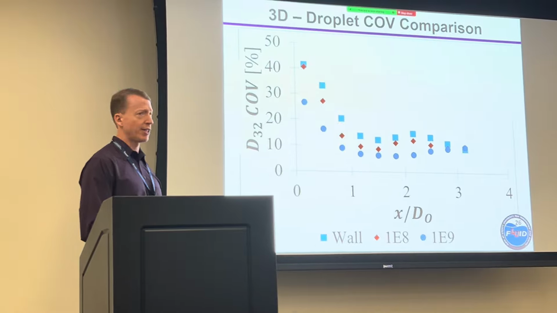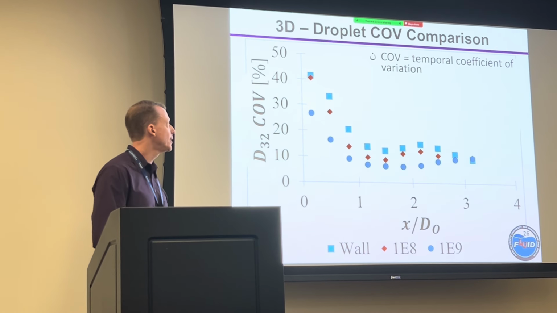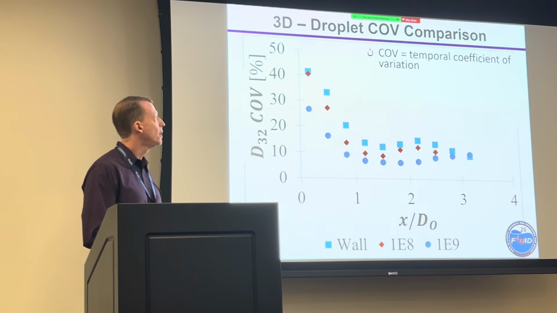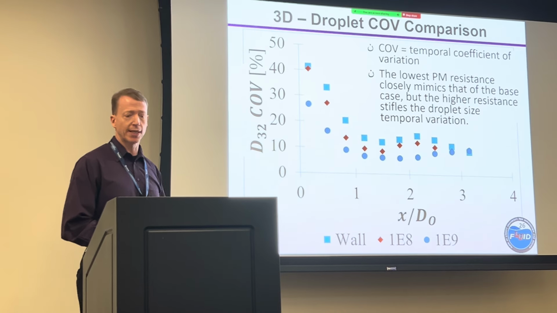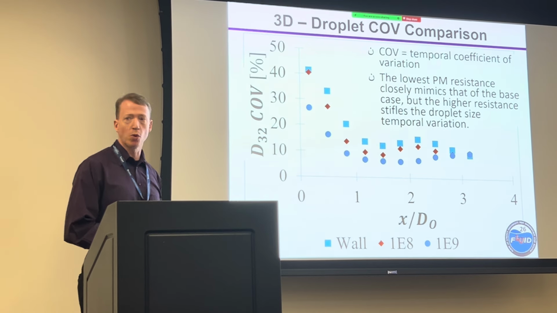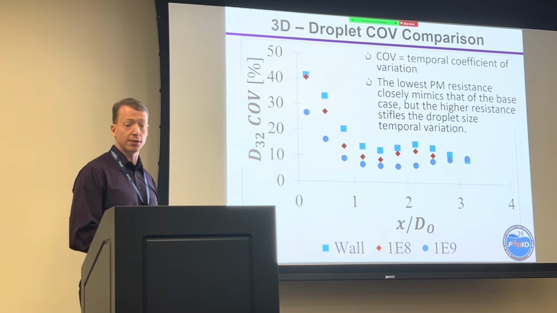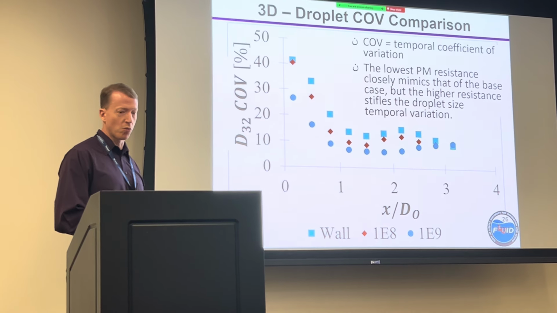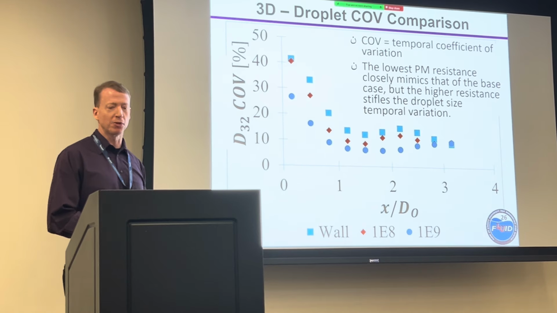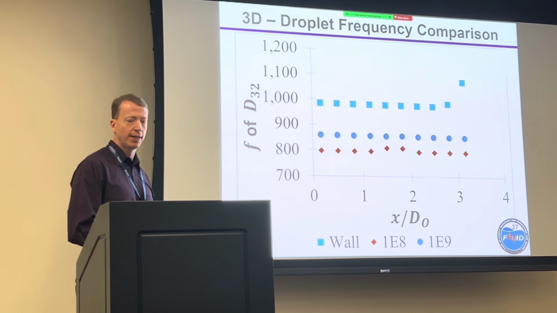How those droplet sizes vary in time, the temporal coefficient of variation of droplet size versus distance. See that the lowest porous media setting is comparable with the base case, but then as we start to increase that porous media resistance, we start to get a reduction in droplet size variation, which is good. You want smaller droplets and you want more uniform droplets, but we did not want to affect the geometry or affect the flow physics with our porous media.